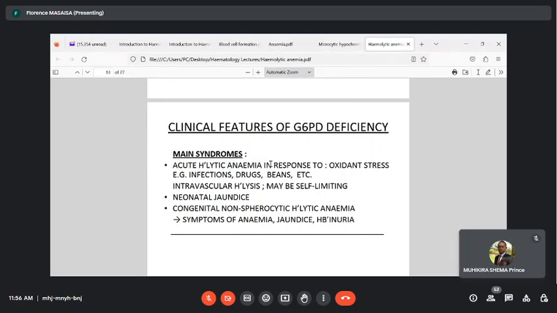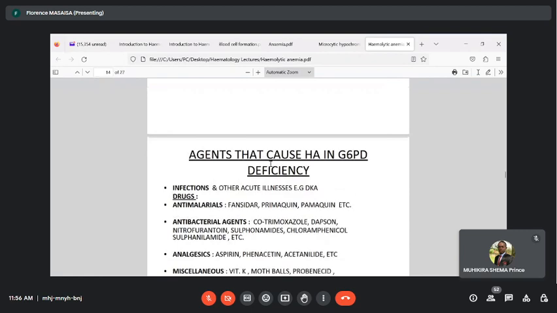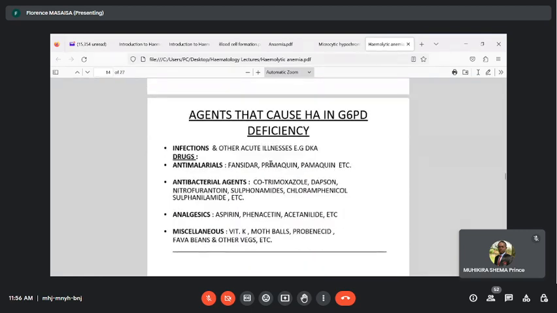Among the oxidant stressors, we have some medication, infection, some types of beans. Most of the time, the disease is self-limiting, and the patient may also have features of spherocytosis and features of anemia. So this is the list of the agents which may cause this oxidative stress to the red cells.